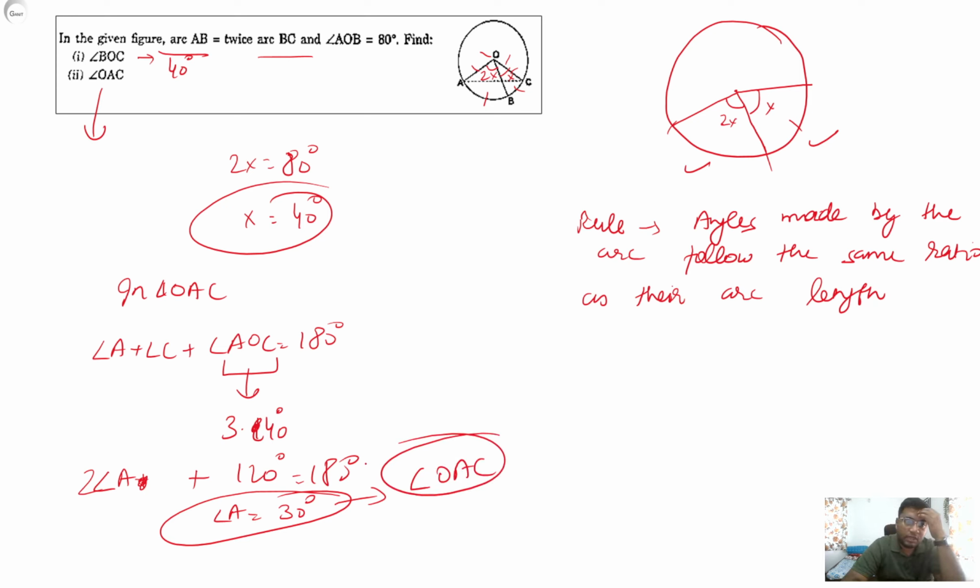Okay, so I hope this is clear. This theorem is very important. This is a very important rule. The arc lengths pretty much go hand in hand with the angles they make at the center. So if you know that, this question should be okay. All right.